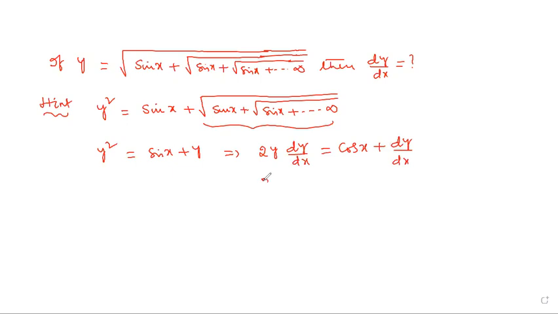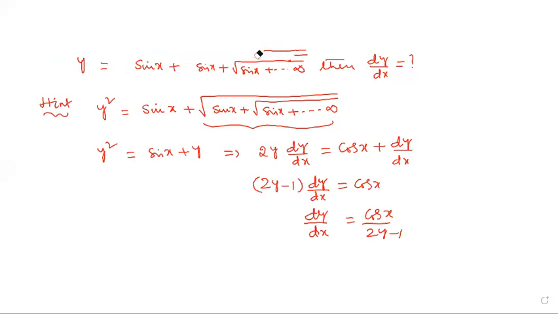Take dy by dx common: 2y minus 1 into dy by dx is equal to cos x. Now dy by dx is equal to cos x by 2y minus 1. Simple. Now, I will do one more problem. Very carefully observe one more problem.